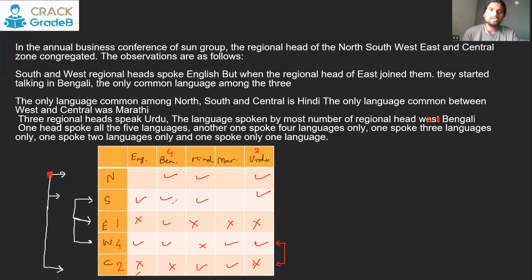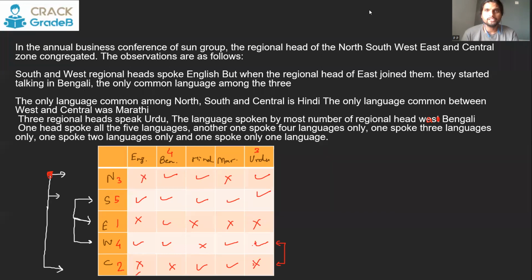Now South person is already speaking 4 languages. That means he is the person who speaks all 5 languages. And North is the person who speaks 3 languages. That means he does not speak English and Marathi. He speaks the rest of the 3 languages. So this is how the table can be concluded.